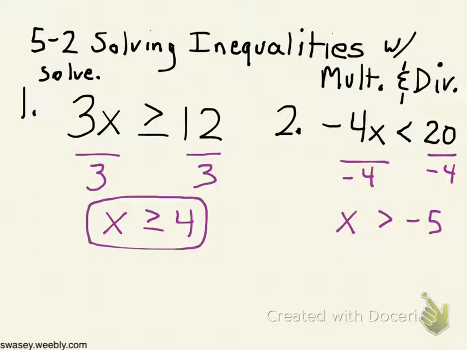So if it was less than and you're multiplying or dividing both sides by a negative, it becomes greater than. If it was greater than originally, then it would become less than. If it were less than or equal to, it would become greater than or equal to, and greater than or equal to would become less than or equal to. Again, that's when you multiply or divide both sides by a negative.